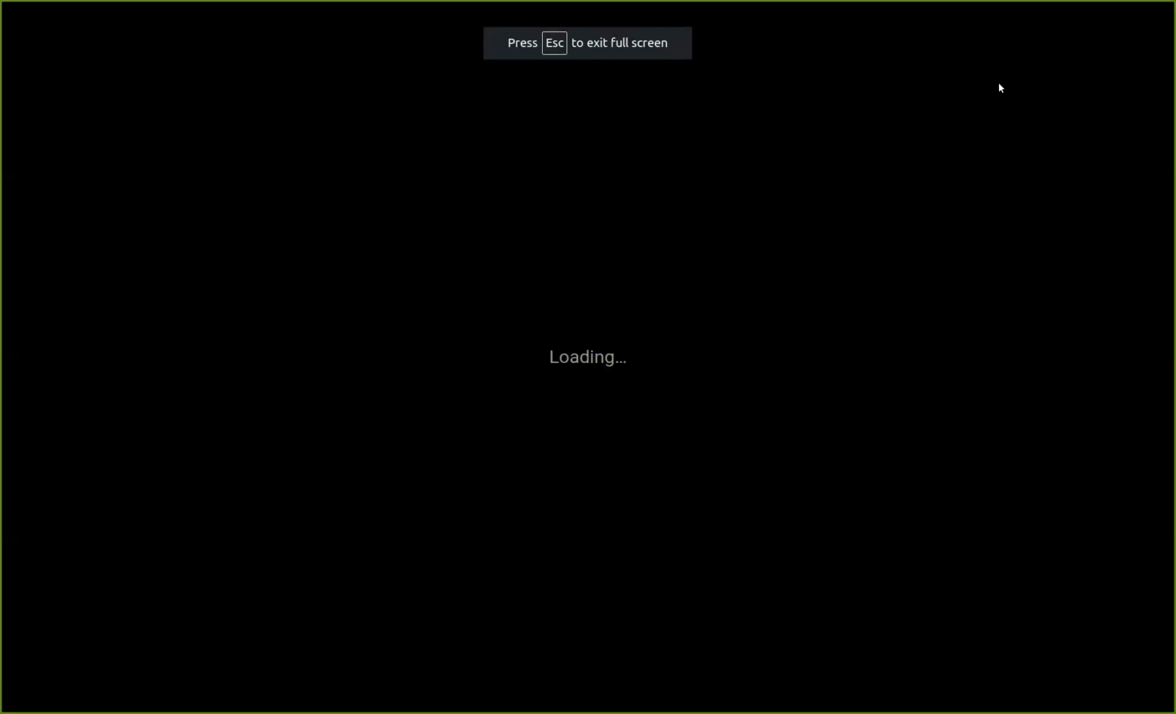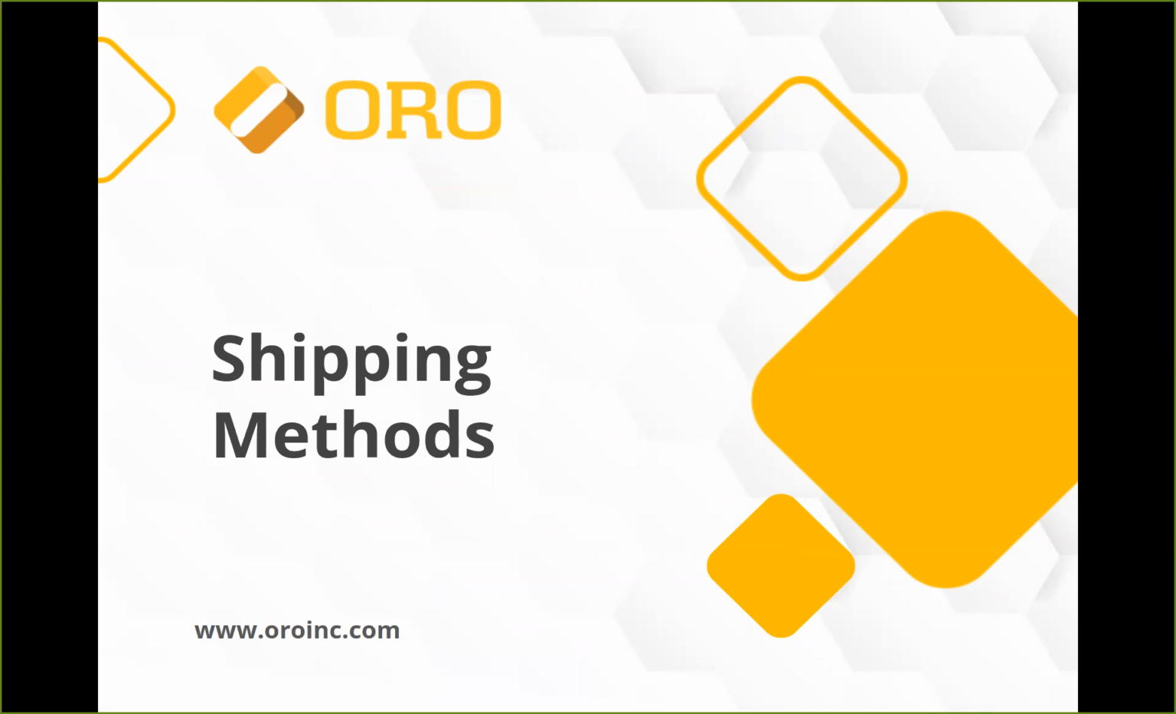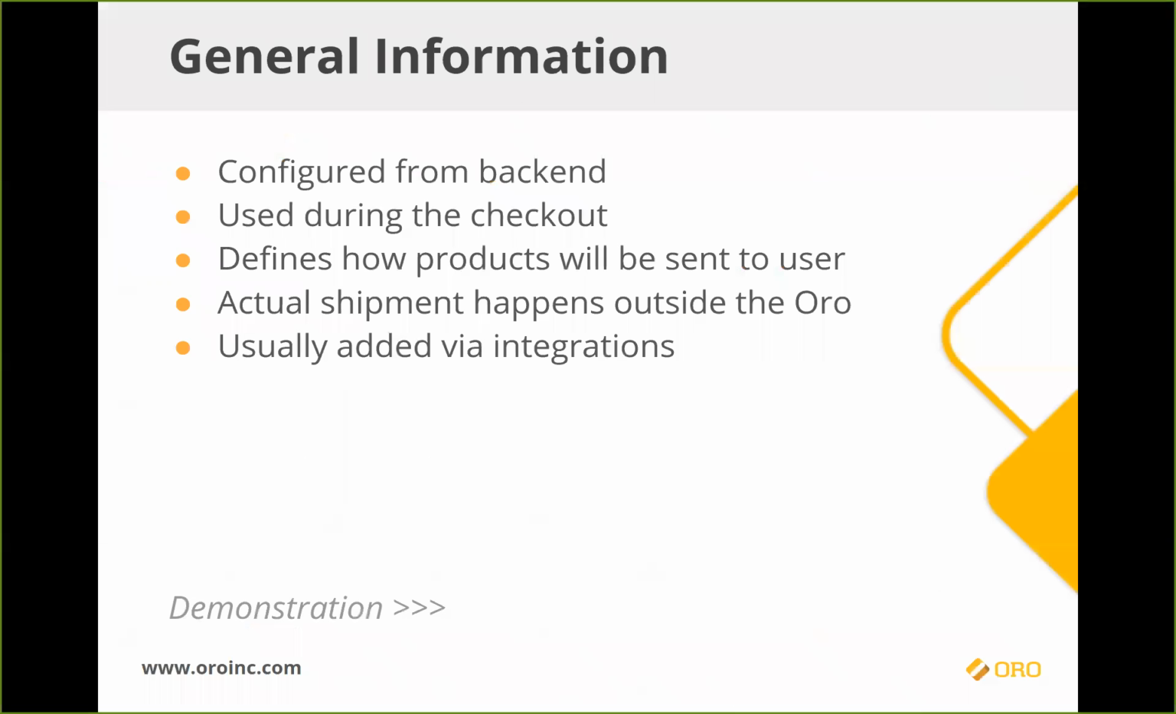This one is called shipping methods. So now we're going to discuss how the shipping is organized on the storefront. We're going to see how to select shipping methods, and you will immediately see that the shipping methods are pretty much identical to the payment methods, but there are a couple of custom traits of the shipping methods which payment methods do not have. Let's start from general information. Again, like payment methods, shipping methods are also configured from the backend, are also used during the checkout, and define how the product will be sent to the user.